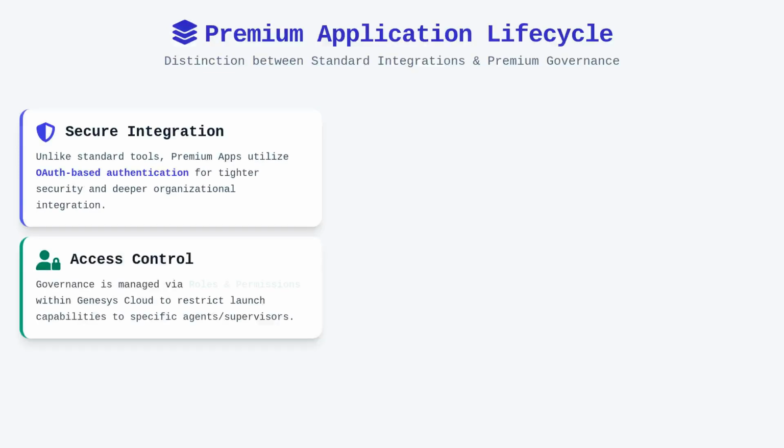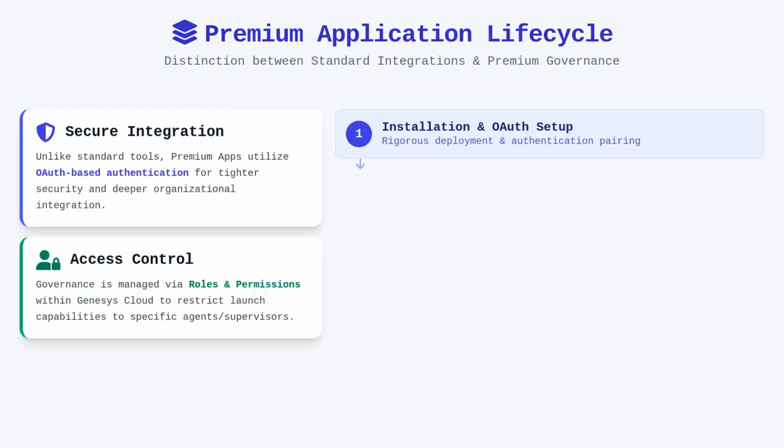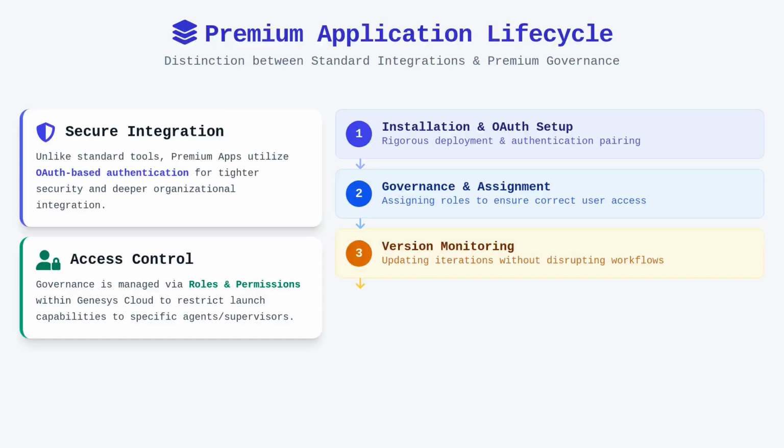Once an application is installed, you're responsible for managing access control, which means ensuring that only relevant agents or supervisors have permission to launch these interfaces. This is handled through the assignment of roles and permissions within Genesys Cloud, mirroring the same governance processes you use for standard administrative tasks. You must also monitor the installation lifecycle, including version updates, to ensure that existing workflows are not disrupted when a third-party developer releases a new iteration of their tool.